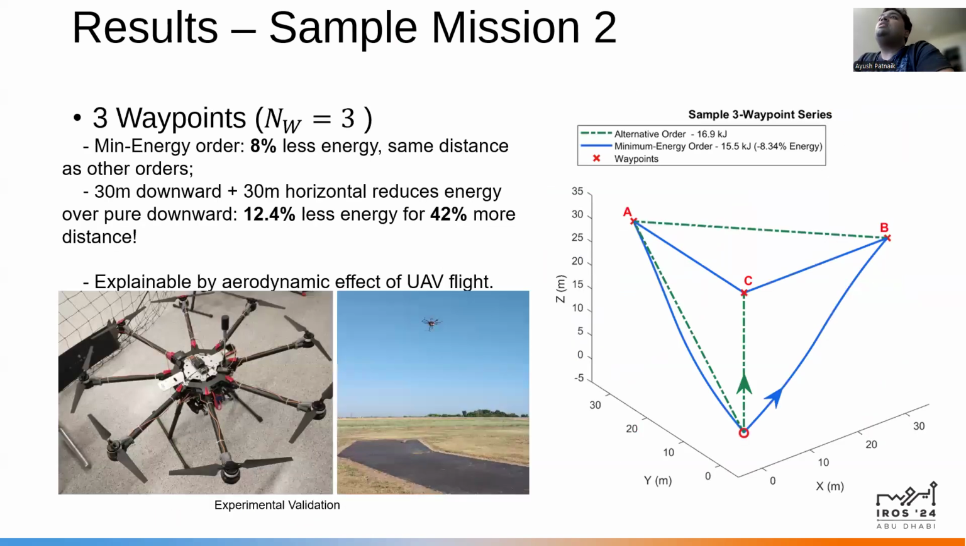Another sample mission is used for experimental validation, which contains 3 waypoints. The minimum energy order here uses 8% less energy, and it combines vertical and horizontal motion more efficiently, using 12.4% less energy while covering 42% more distance, which is counterintuitive, due to the aerodynamic effects.